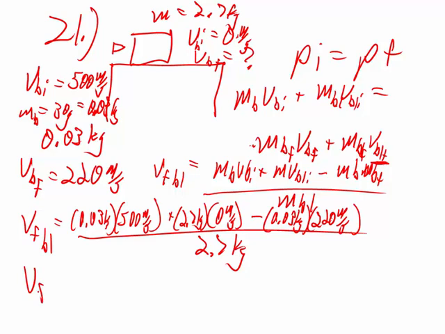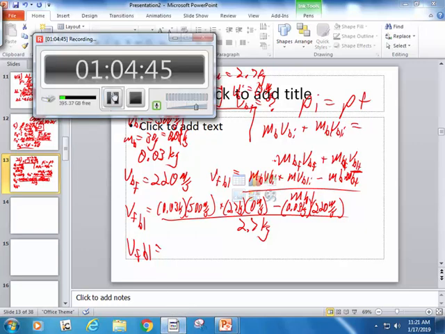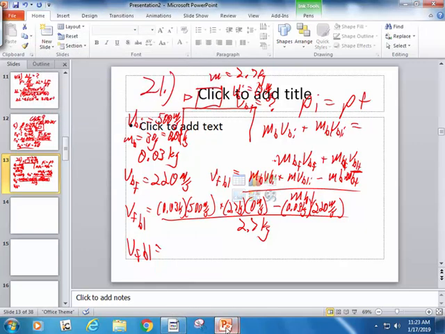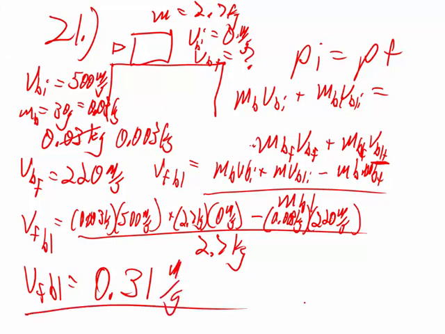Now, let's see if we can do all this crazy arithmetic. I'm going to pause it a minute because I got a lot of punching to do. Okay, y'all, I made another boo-boo. I'm sorry. That is 0.003 kilograms. Add another 0 in here, add another 0 in there, and we get an answer of 0.31 meters per second.